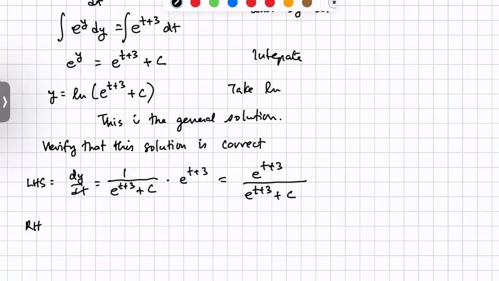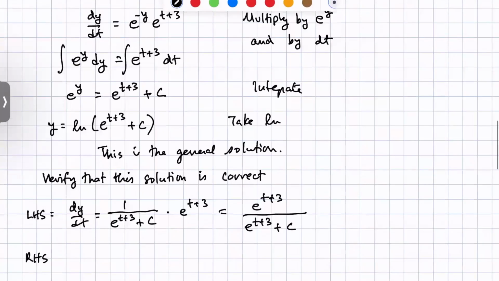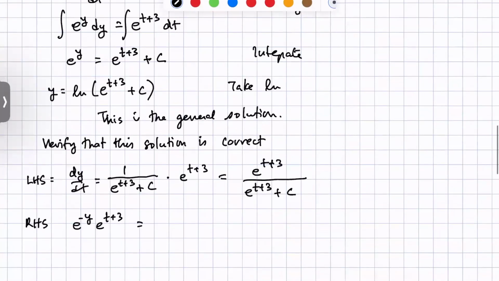Now let's check the right-hand side. The right-hand side says this: e^(-y) times (e^t + 3). And let's see what this yields. Now, what I need to do is plug in the y that I solved for and put it right there. So I get e to the minus log of (e^t + 3 + c), times (e^t + 3).